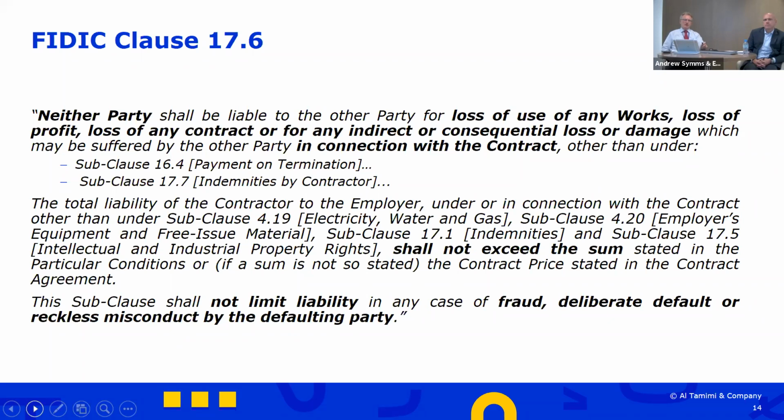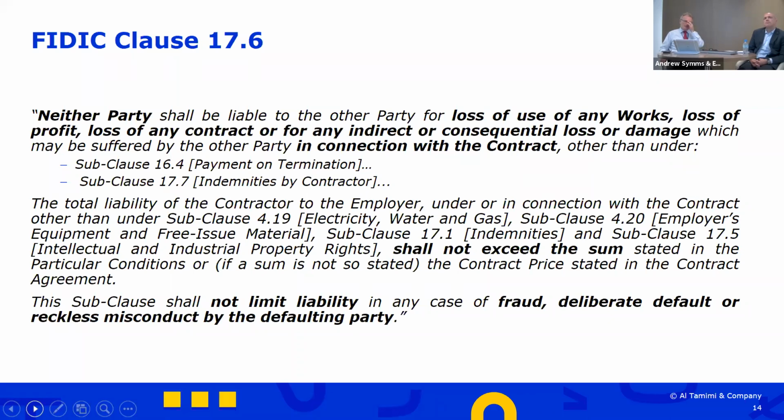The two that I've identified link very much with Ewan's talk and also with what I've just been saying about indemnities. So those limits on liability in a standard FIDIC contract will not apply if the contractor terminates. That is sub-clause 16.4, which is all related to the contractor's termination. So if a contractor terminates, then he is potentially going to be able to claim all of his loss of use, loss of profit, and loss of any contract. In relation to indemnities, that is an exception.